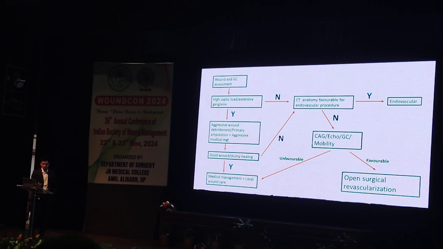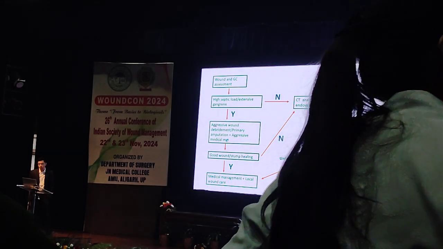Now, we have two types of patients, the ones who are primarily presenting with a small wound, or those in which we have done wound debridement or amputation, but the stump is not healing. Now we have to think of revascularization. So we go in for a CT, which is the cornerstone of our diagnosis and management. And if the CT anatomy is favorable for endovascular procedure, we push for endovascular procedure. We talk to our interventional radiologist. We have a combined cath lab and we go in for endovascular procedures.